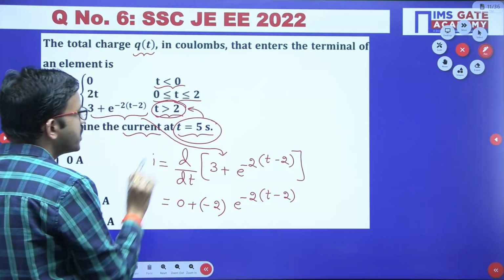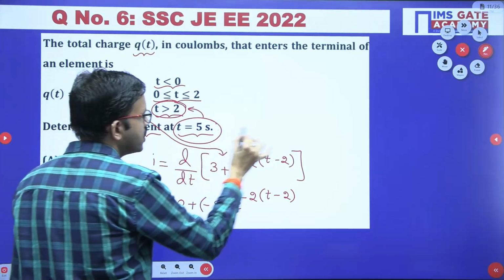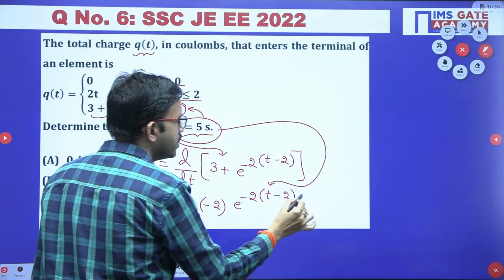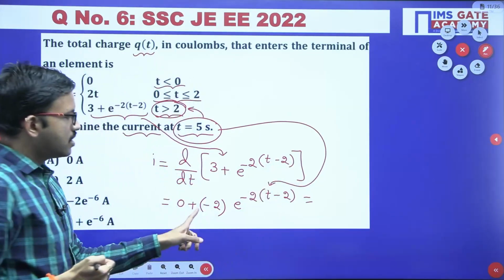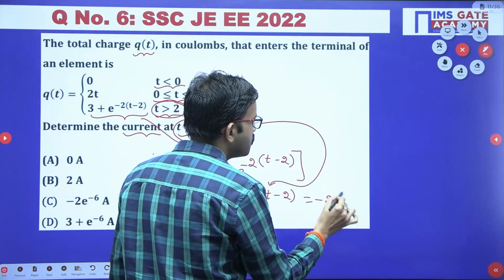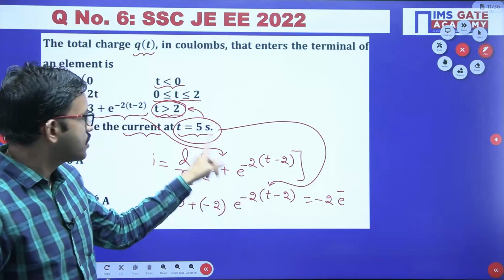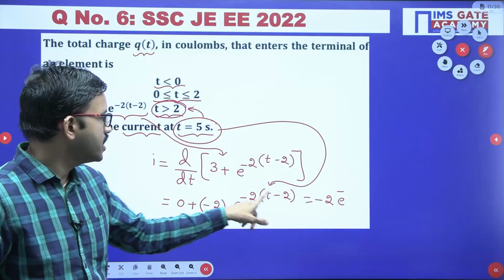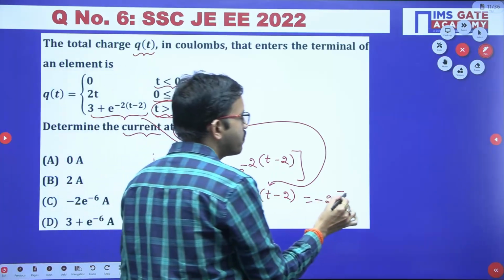Okay, now you can substitute t equal to 5 here. Then from there what you are getting? Negative term you are getting, right? Minus 2 into e power. Here you have to substitute 5. 5 minus 2 is 3. 3 into 2 is 6. So you are getting e power minus 6.